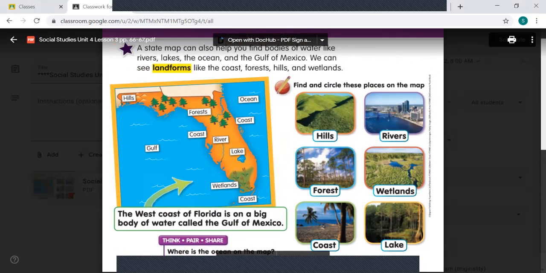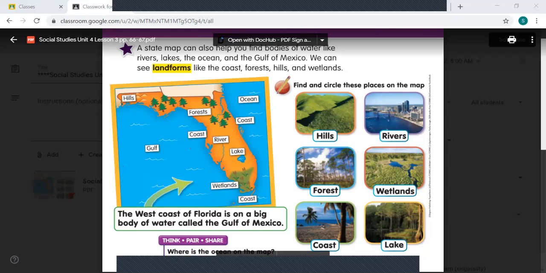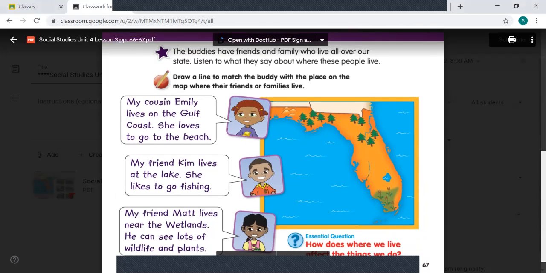Can you see the Gulf Coast on this map? Here's the Gulf. Remember, this body of water is the Gulf of Mexico. And where's the coast that is near the Gulf? It's right here. So she lives in this area. So let's go to our next page and let's see if we can find that.